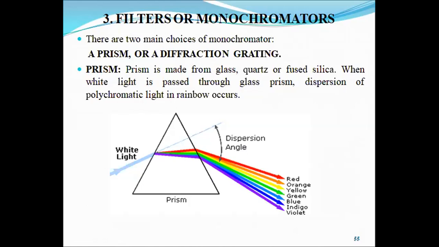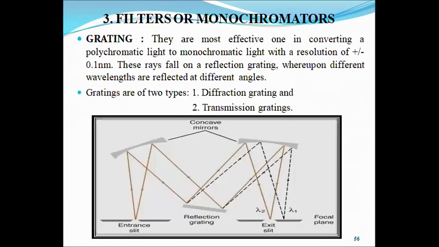So again, for the monochromator, we have two different choices. We can make use of a prism or we can use a diffraction grating. We are all well aware of the prism. It is made of glass, quartz or fused silica. Whenever white light is passed through the prism, the dispersion of the polychromatic light into the different rainbow colors occurs, that is, dispersion takes place. This is very well explained by this diagram.